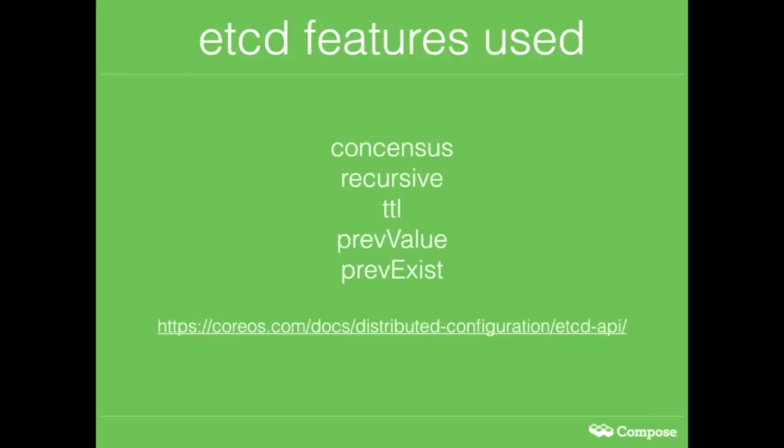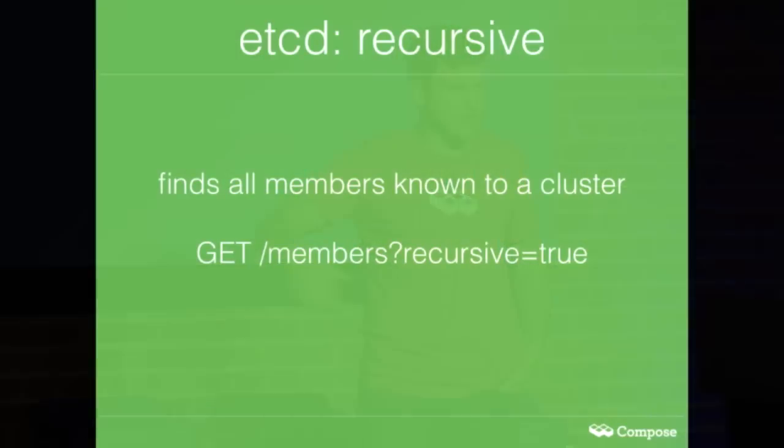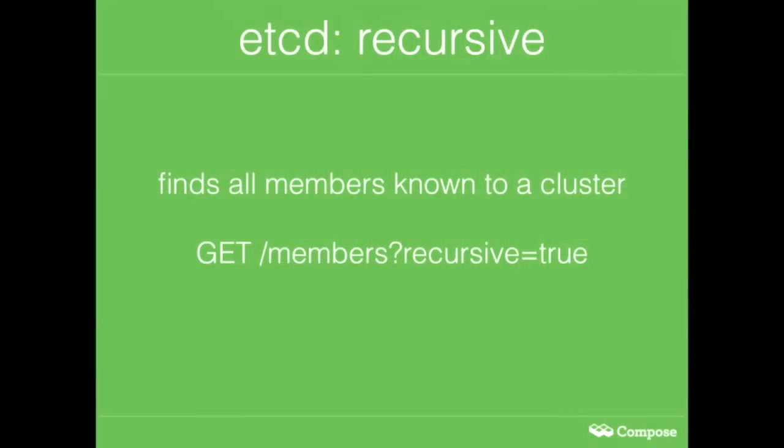So etcd's features used. We use the consensus, of course, because Postgres does not come with consensus. So that's just being used out of the box. We use recursive, TTL, prevValue, prevExist. With those particular values, we can then create a state machine for Postgres.